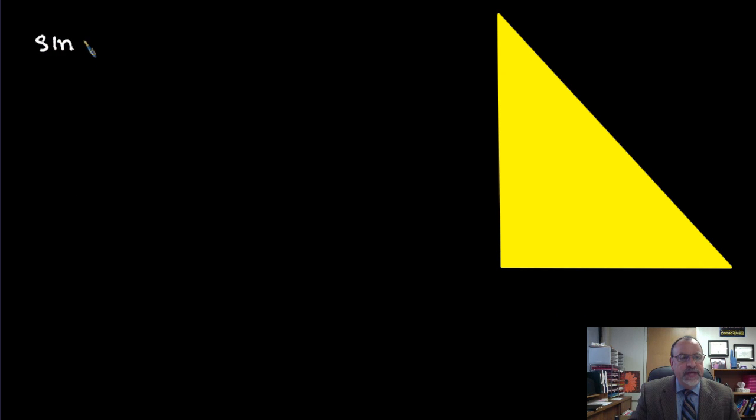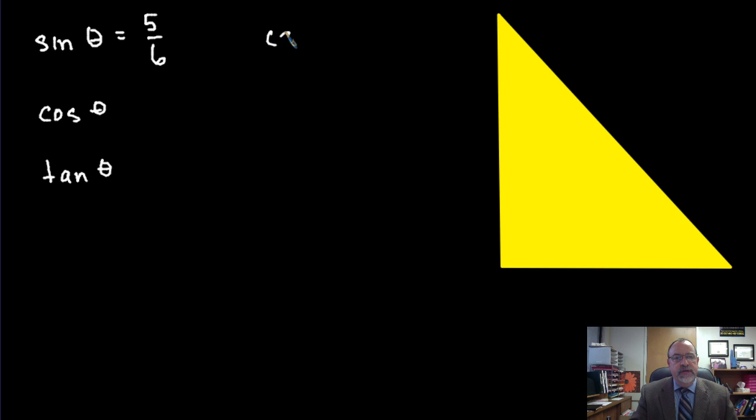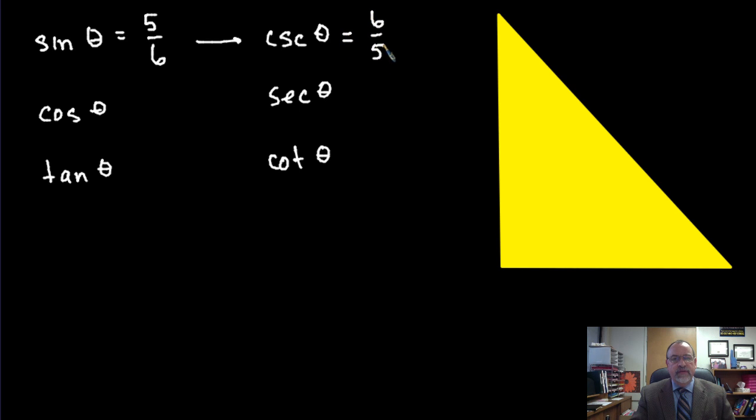So for example, let's say that we're given the sine of some angle is 5 over 6. I want you to give me the cosine and the tangent and the cosecant and the secant and the cotangent of that angle using just this information. Well, I can get part of this if I remember that these are reciprocals of each other. So I know then that the cosecant is going to be 6 over 5. So that's one thing I should be able to do quickly.